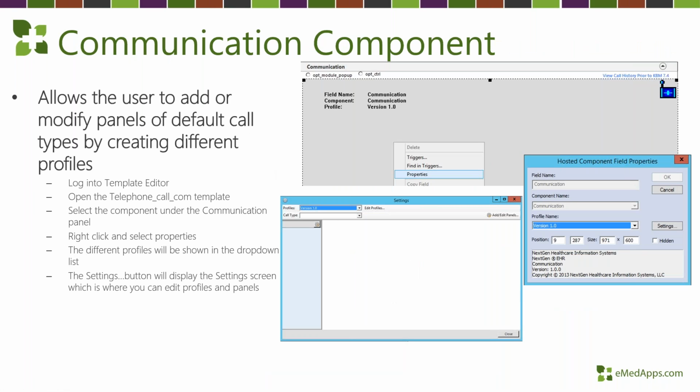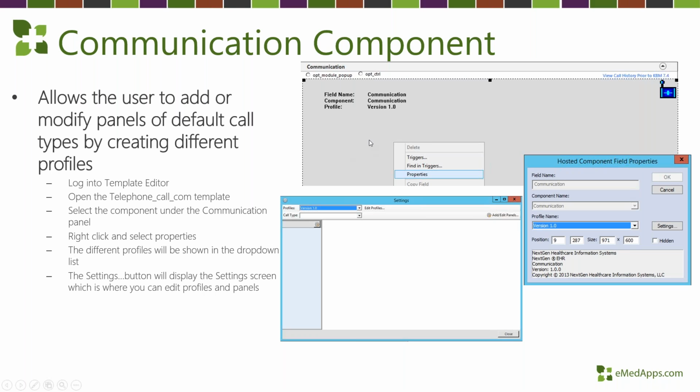So listing out the different entries here, you're going to look at the communication component. Basically, like I said before, this allows you to modify the panels and make the call communications much more effective for your team as far as collection of information. So how do we change that?